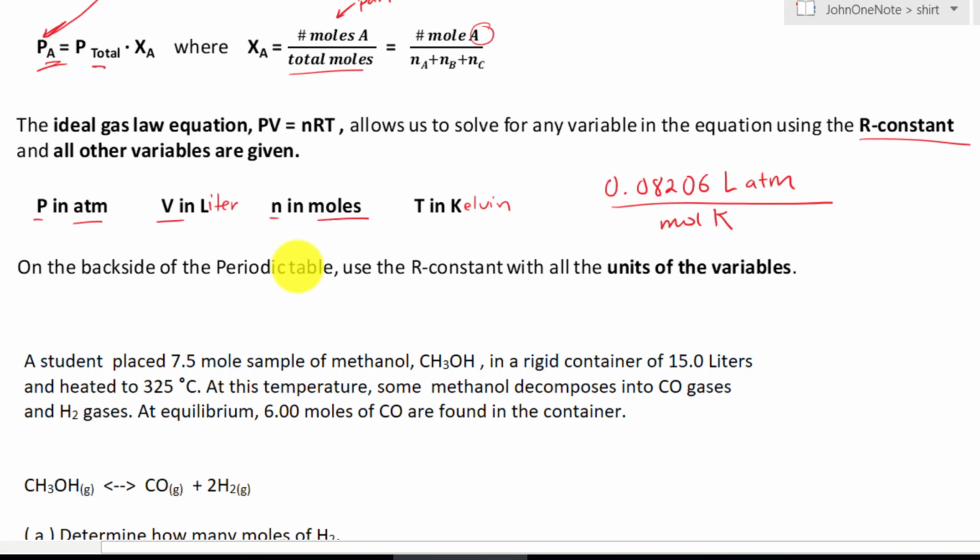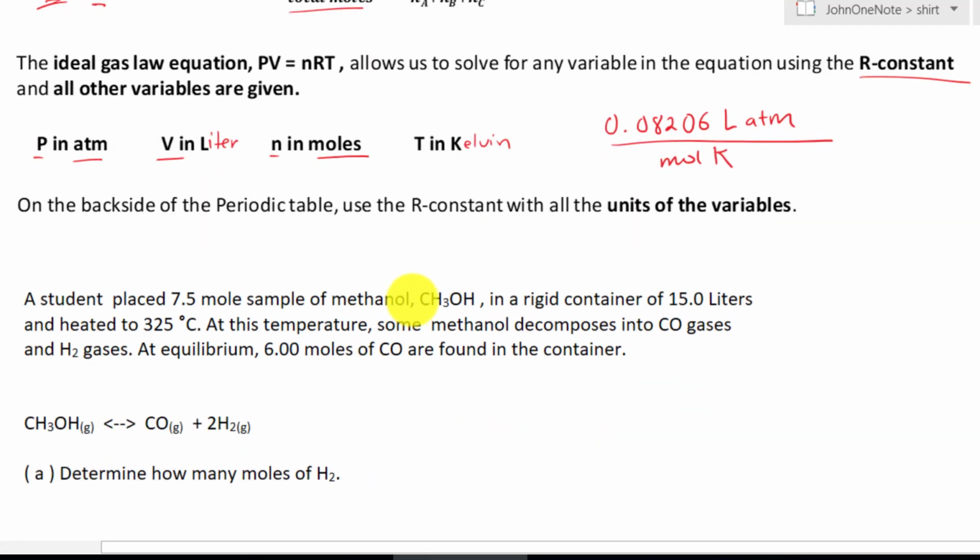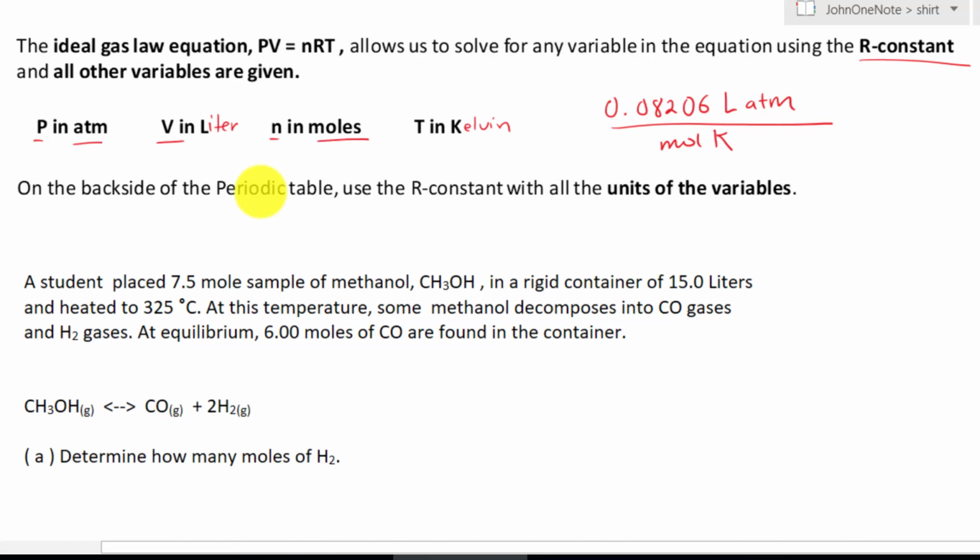Now let's look at one sample problem using all the information we just provided up here. A student placed 7.5 moles of methanol, CH3OH, in a rigid container. That means it doesn't expand, it's rigid, it's fixed, it's super hard. The container is 15.0 liters, so this container has a volume of 15.0 liters. And we're going to heat this container to 325 degrees Celsius. Now, be careful. This is Celsius.